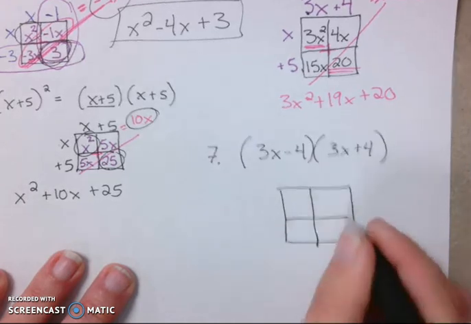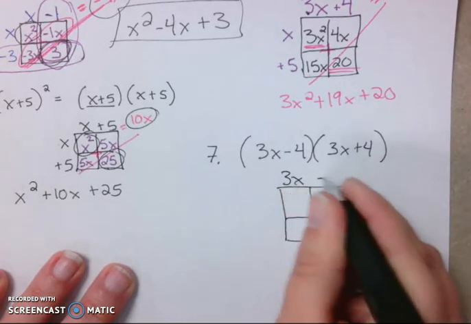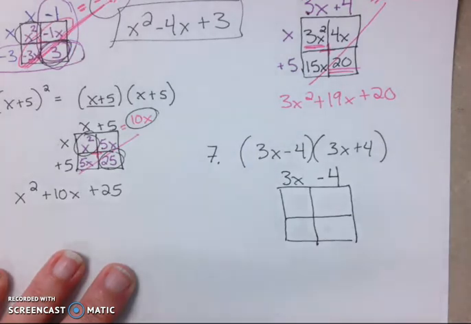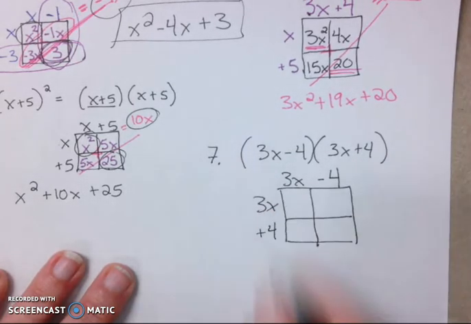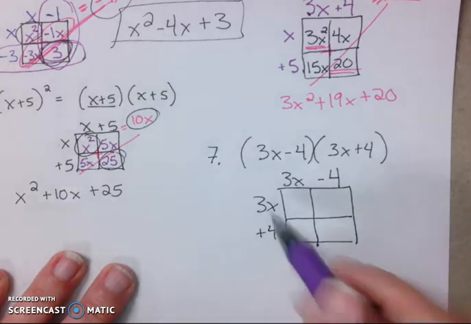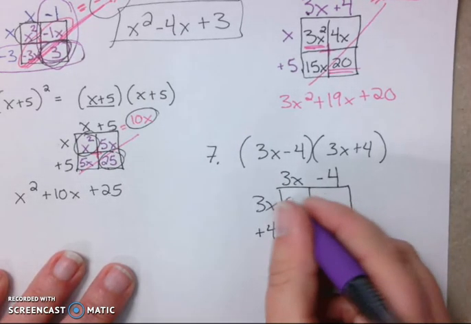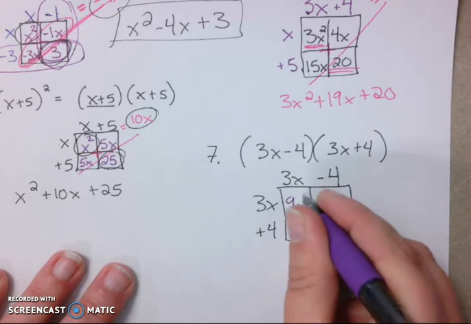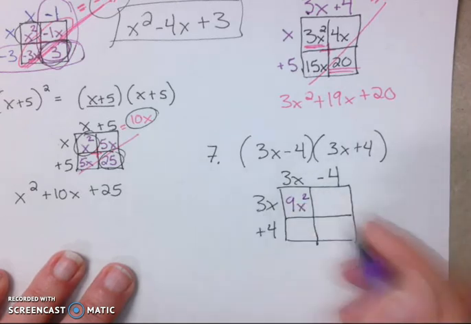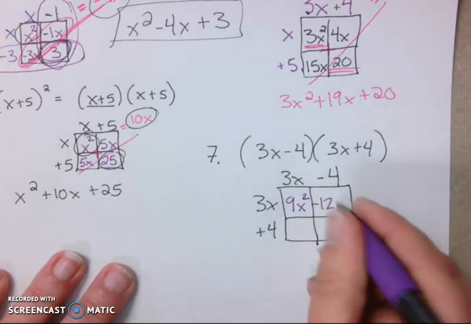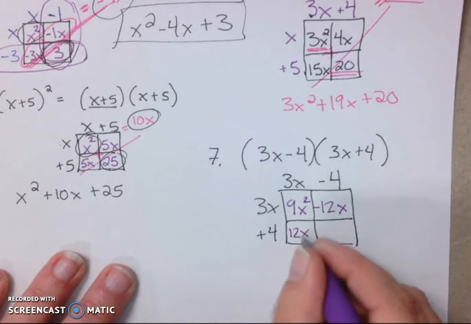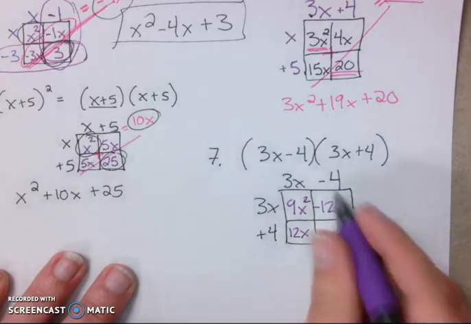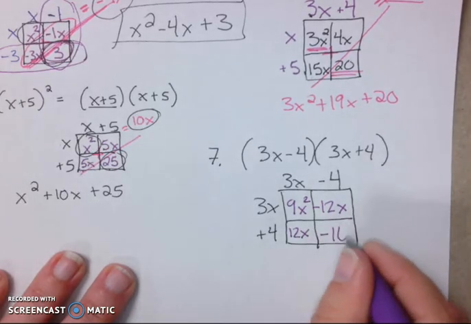Okay, 2 by 2. Remember, the minus sign goes with the 4, making it negative. This is a positive 4. You're multiplying 3 times 3 is 9. x times x is x squared. 3 times negative 4 is negative 12, and then the x. 3 times 4 is 12, and then x. 4 times negative 4 is negative 16.